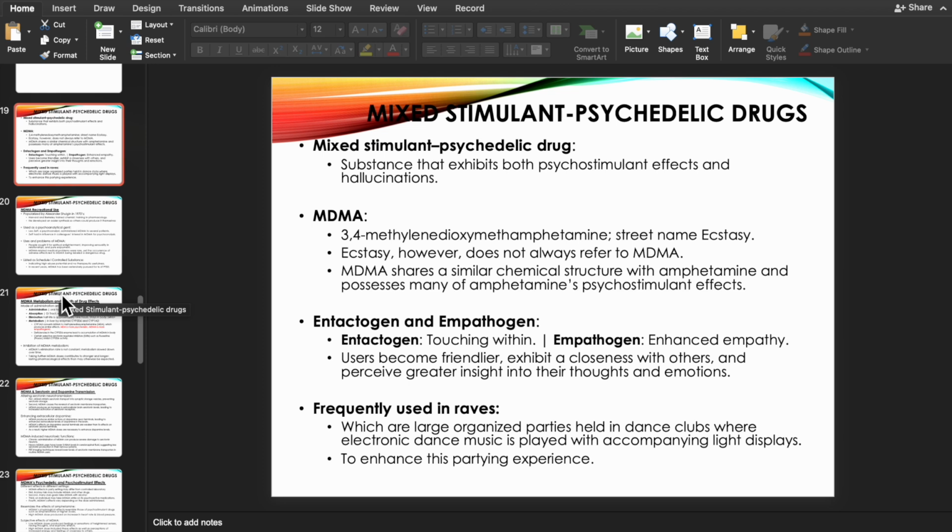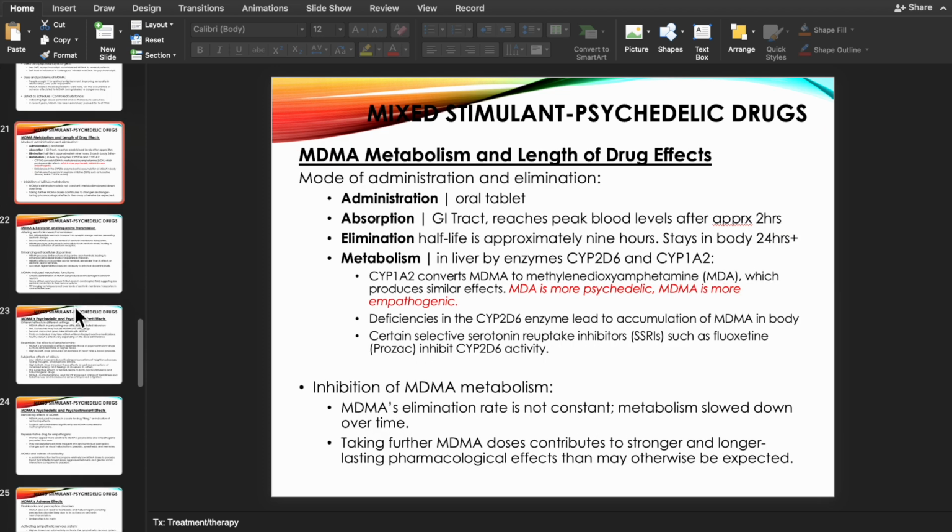However, ecstasy doesn't always refer to MDMA, but typically on the street, when people say X or ecstasy, they're referring to MDMA. MDMA is usually in tablet form. It's absorbed in the GI tract, reaches its peak in about 2 hours. That's not to say that the user doesn't feel the effects sooner, it just peaks at about 2 hours.